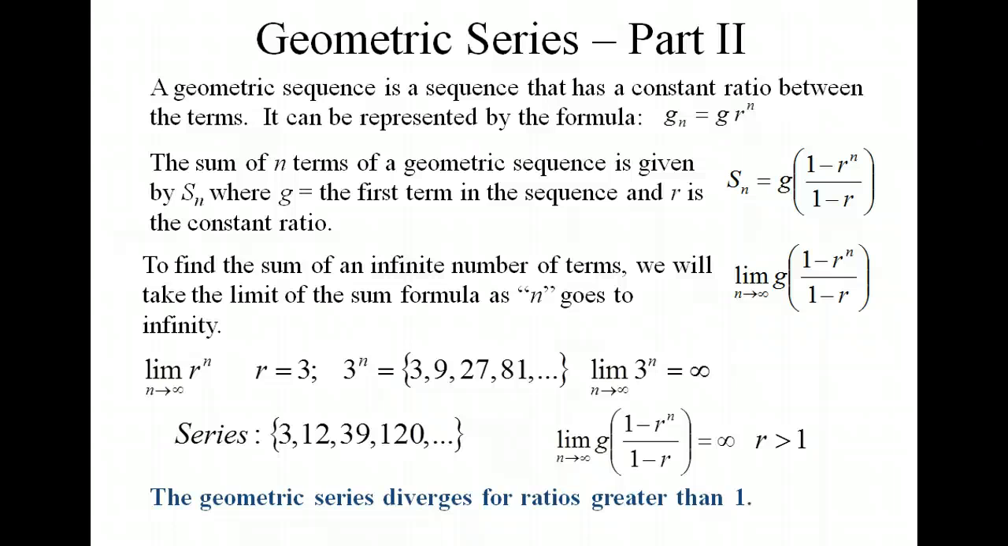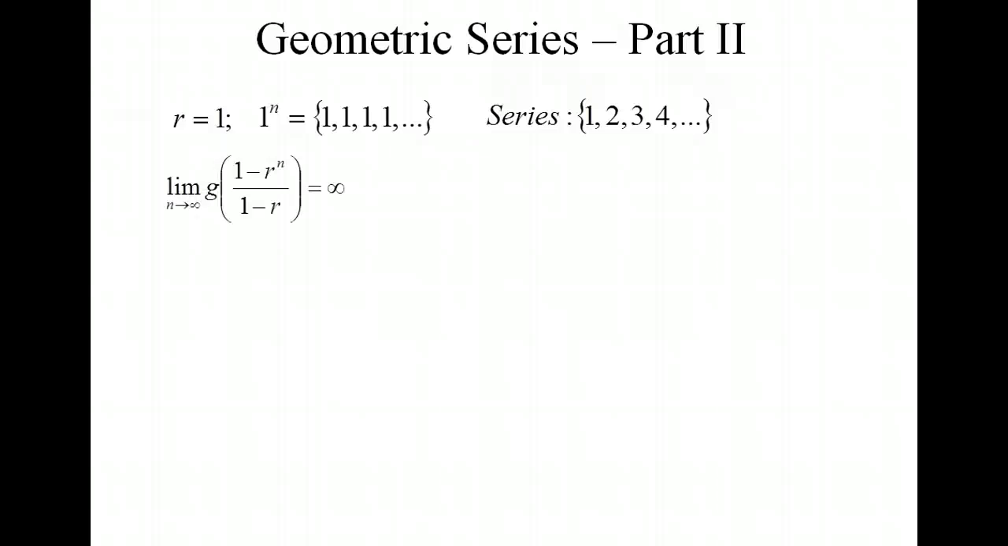Alright, so let's look and see what happens when r is actually equal to 1. Well, that's just going to give us a list of 1s, and that does have a limit of 1. But let's look and see what happens to our series. We're going to sum together the terms, so that just gives us the numbers 1, 2, 3, 4, and so on, always one unit apart. Now the sum is going off to infinity, so the limit does not exist, which means that this series is unbounded and diverges.